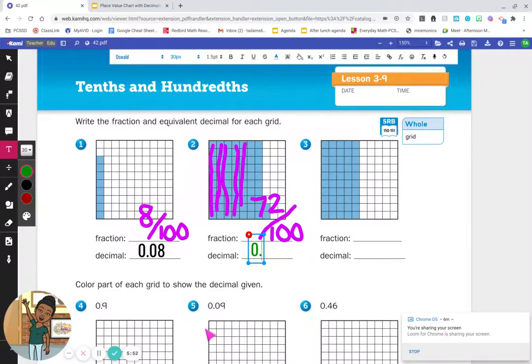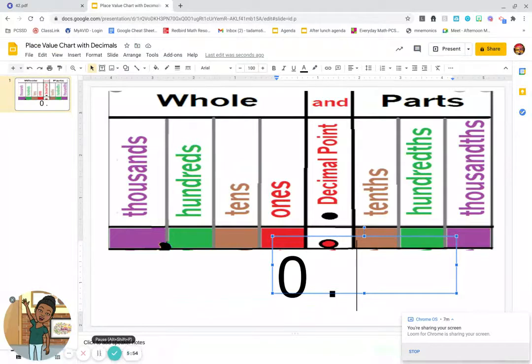It may help to use your place value chart. Let's go back and use it. Using my place value chart, 0.72. When I say that, I have 0 and 72 hundredths. Notice I said and because I can say and when I have a decimal point. 0 and 72 hundredths.